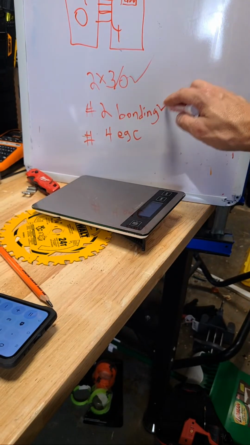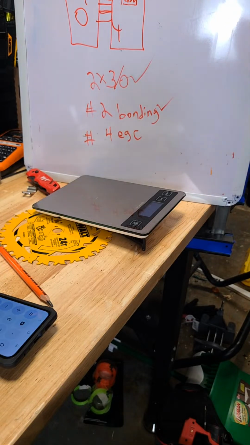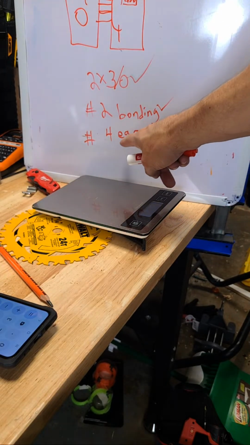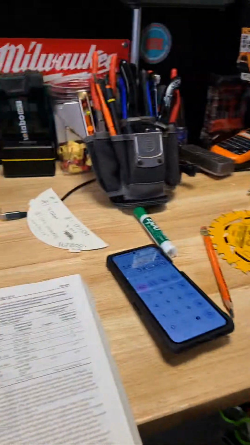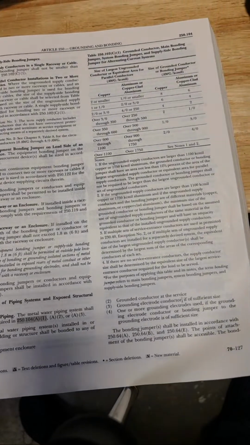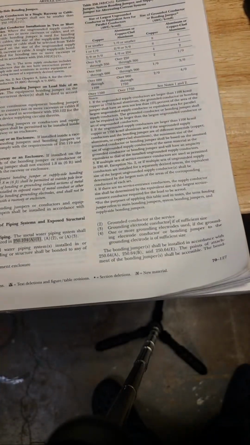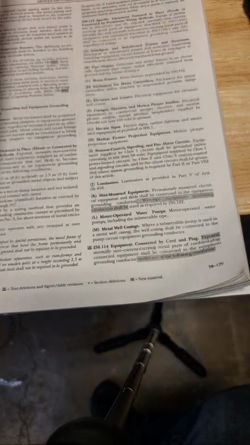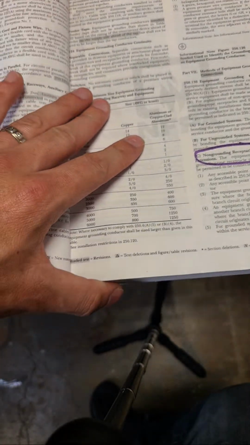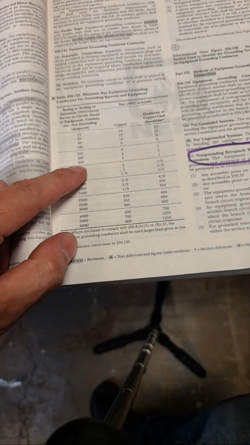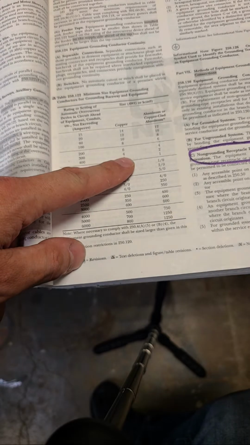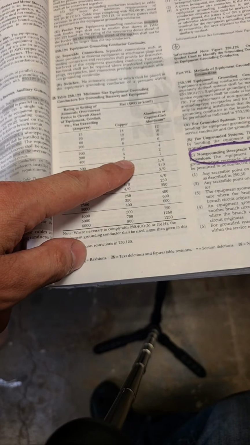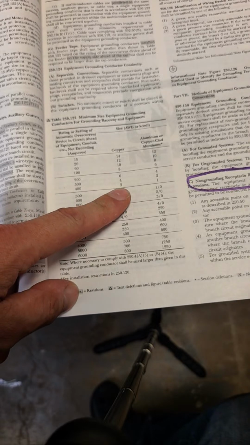Number 2 bonding. That's good. Now, what about the number 4 equipment ground conductor for this 400 amp service? So we're gonna run to a sub panel. This is the easiest one because this one, you just look at the amperage and you can determine what size it needs to be. If we're 400 amps, you slide over and you see it's a number 3 copper. Right there.